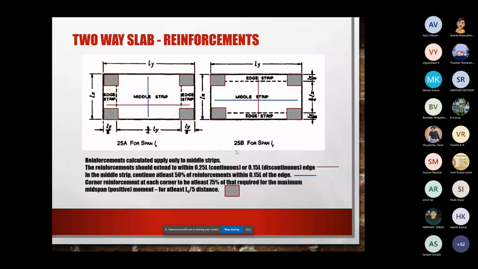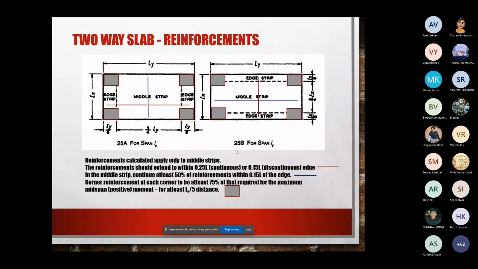For example, if we find Mx is say 30 kilonewton meter per meter, you'll put Mu limit equals 0.133 fck b d square and find out d. You'll do the same thing with the My moment, positive and negative. Out of all these cases, you'll pick the one for which the maximum depth or thickness is required, increase that, and give some thickness for the slab.